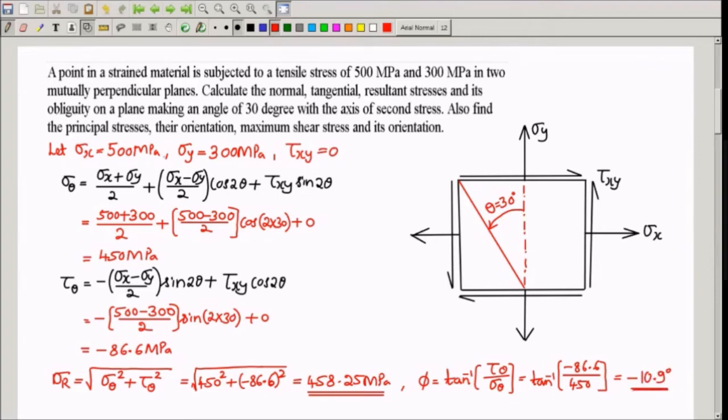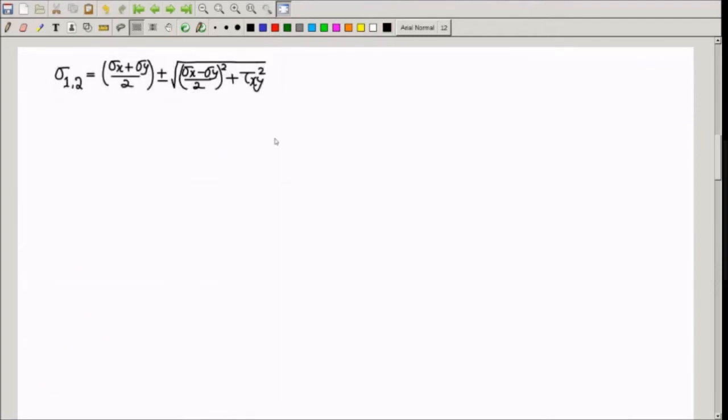So we have obtained the solution for the first part. Next part is find the principal stresses, their orientation, maximum shear stress and its orientation. So all that we have to find out. This is the principal stress equation. Let us substitute the values here.